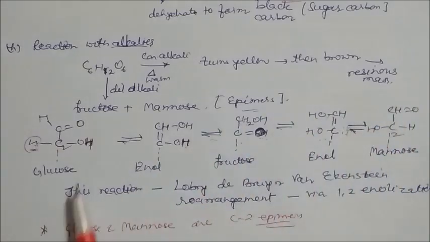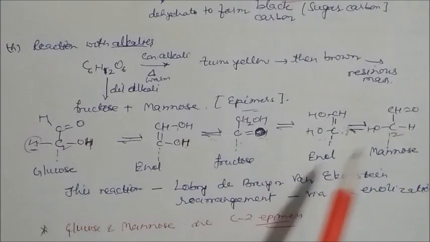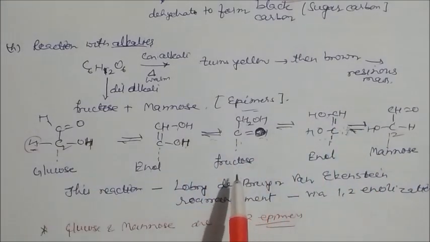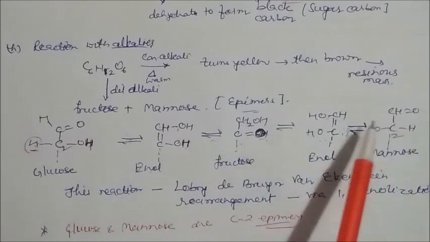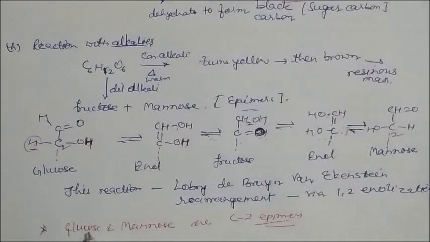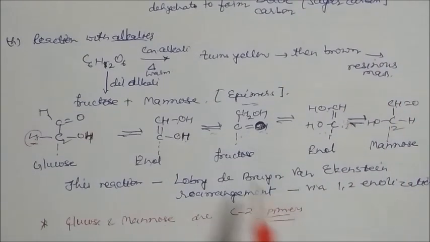This whole reaction is called the Lobry de Bruyn-Alberda van Ekenstein rearrangement, because due to 1,2 enolization these different types of structures are formed. Fructose, glucose and mannose structures are there. In this way we can say glucose and mannose are C2 epimers.